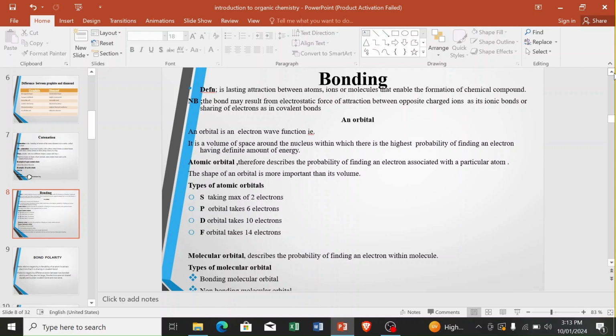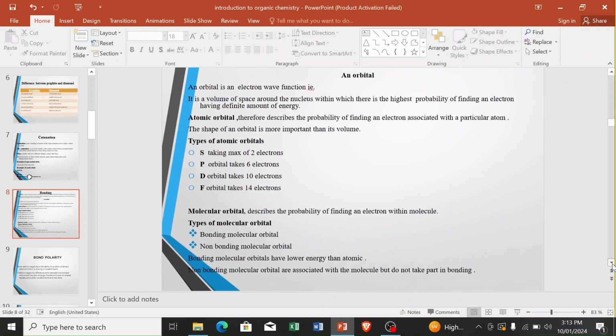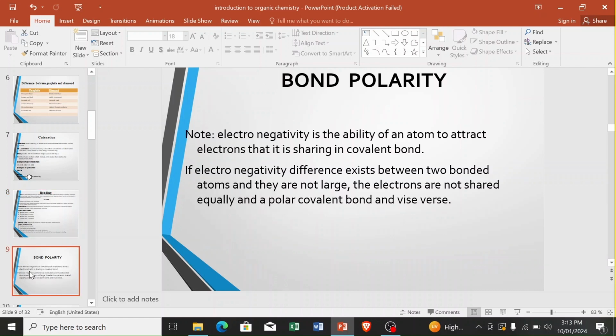So we also have molecular orbitals, which describe the probability of finding electrons within a molecule. And we have different types of molecular orbitals. We have the bonding molecular orbitals and then the non-bonding molecular orbitals. Bonding molecular orbitals have lower energy than atomic orbitals, and non-bonding molecular orbitals are associated with the molecule but do not take part in bonding. So that's on bonding.